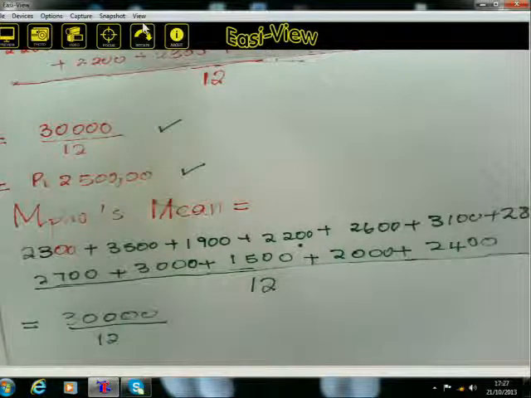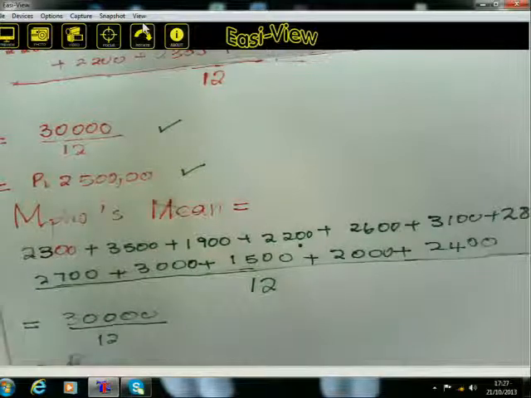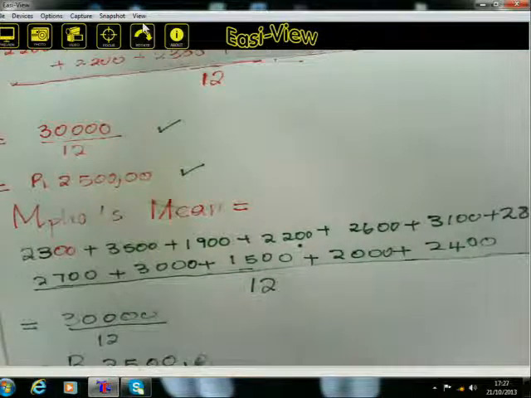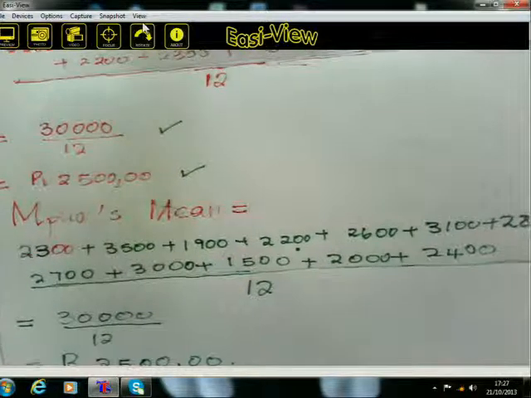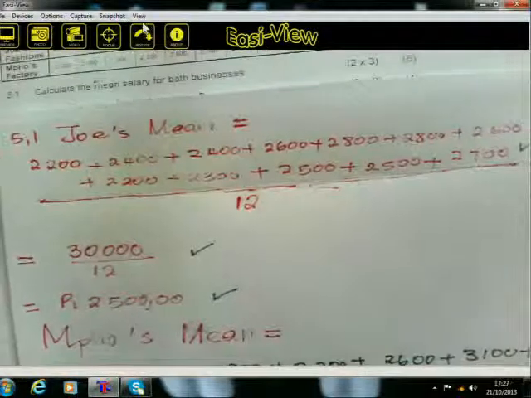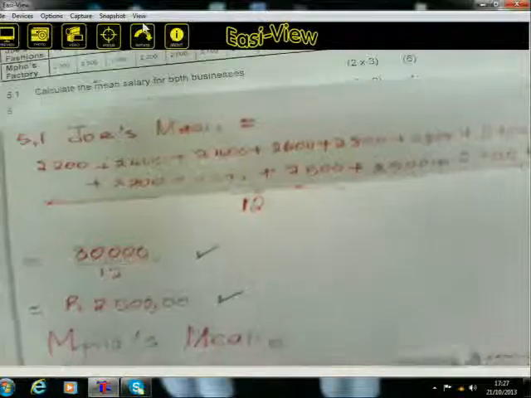Let us divide it by 12. It also gives us what? 2,500. So as you can see, Joe's mean is the same as Mpho's mean. So I believe we'll only leave the rest of the questions. We have only managed to calculate the mean salary for both businesses, Joe's mean and Mpho's mean.